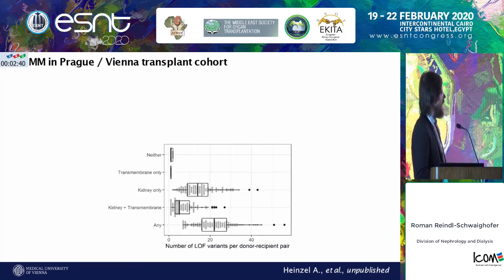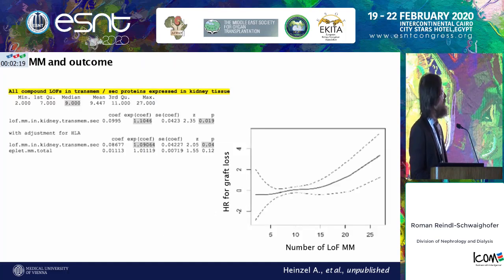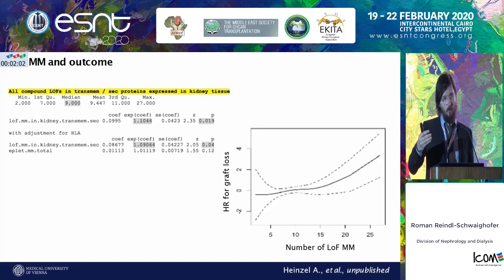We in Vienna, it's yet unpublished data, also looked at the number of those loss of function variants, and we used a different approach. We again quantified the number of LOF variants, depending on whether you only look at the transmembrane proteins, kidney-expressed proteins, or the combination of kidney and transmembrane as before. And we tested this variant with graft outcome. We could see the more loss of function mismatches in transmembrane and kidney-expressed proteins you had, the worse your long-term graft survival was. So this is something we are working on currently, but this adds to this new concept that non-HLA proteins that are either polymorphic or absent are associated with an alloimmune response.